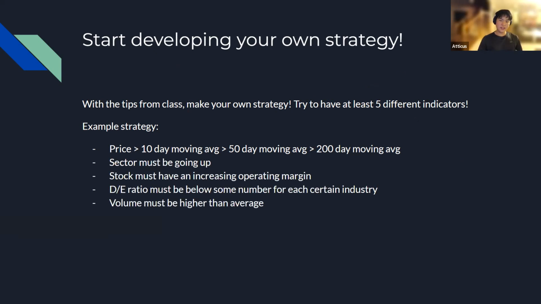So one example is that the price must be bigger than the 10-day moving average, which must be bigger than the 50-day moving average, which must be bigger than the 200-day moving average. The sector that it's in must be going up. A sector just means the area that a stock is based. Like Apple is in electronics, Coca-Cola is in food, coal mining is in raw materials.